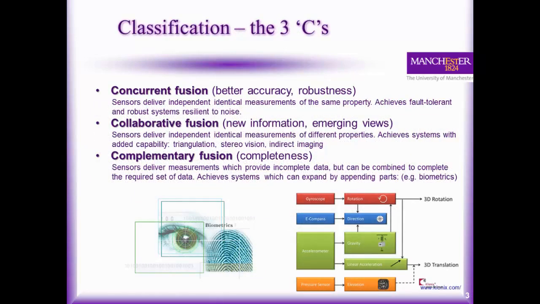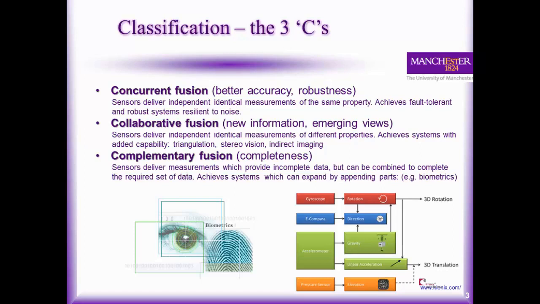So in order to provide a definition for you, I would like to define sense diffusion and its functionality. So I want to offer to you the 3 C's, which are classifications of sense diffusion, and they are there on the screen. Concurrent fusion, which achieves better accuracy or robustness. So that is, you take a measurement, you measure, and then you average it, since there is white noise and you're trying to improve signal to noise.